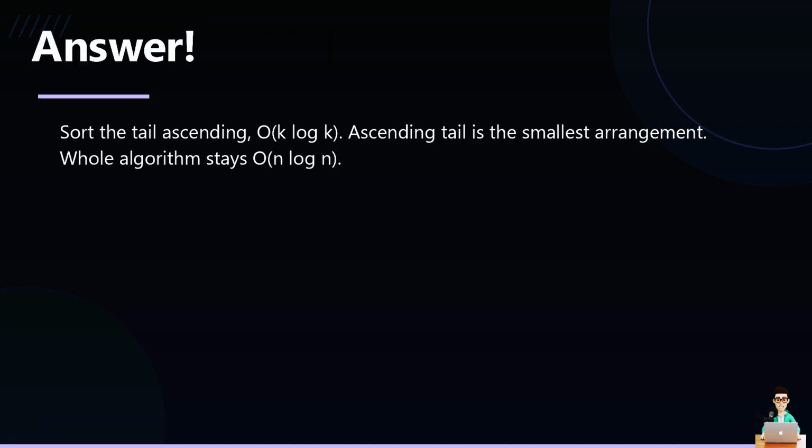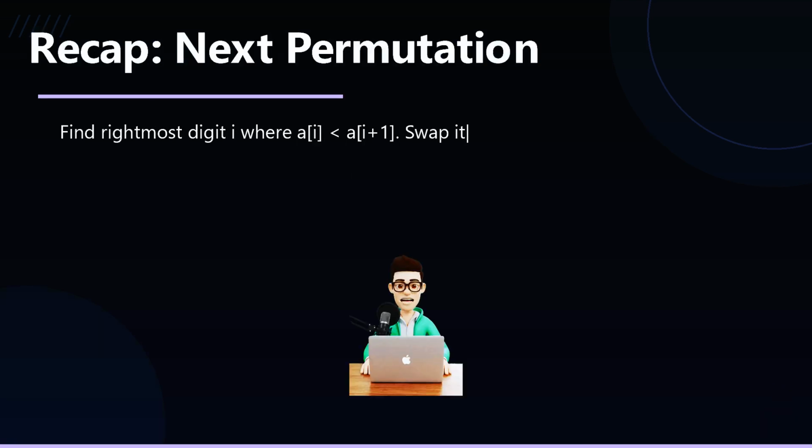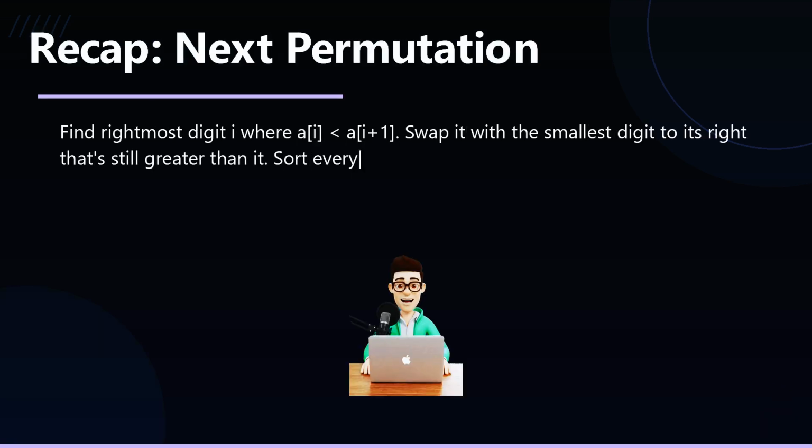This problem asked for the smallest permutation strictly greater than the target. The classic next permutation pattern. The trick is finding the rightmost ascending break, swapping in the smallest valid replacement, then sorting the tail. That avoids generating all permutations, so it runs in O(n) time instead of O(n!).